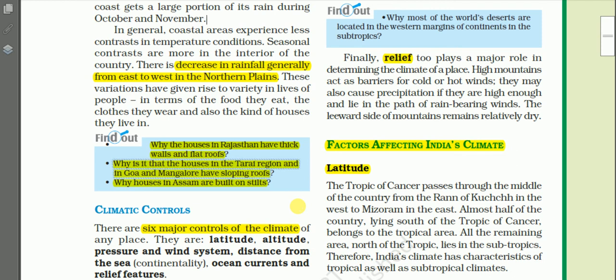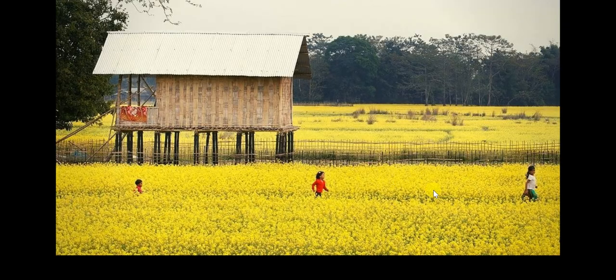Very good. Then the last one: why are houses in Assam built on stilts? Do you know stilt houses? See, this is a photograph showing stilt houses. I think you will see wooden pillars here. This is an agricultural field, and above the wooden pillars we have a platform, and above the platform houses are constructed, and this is what I call stilt houses.